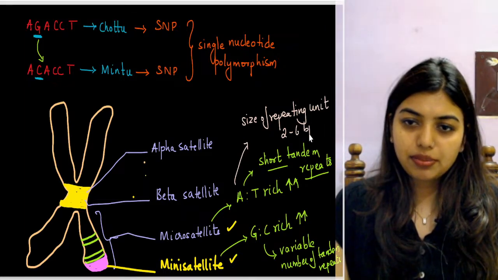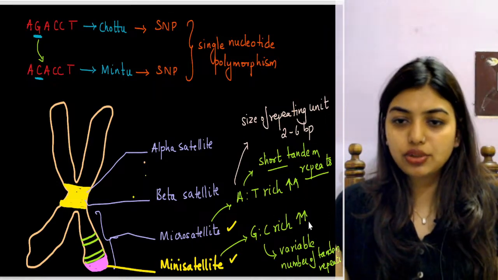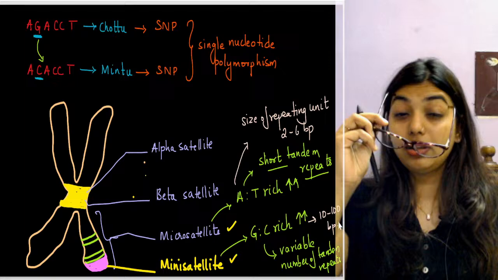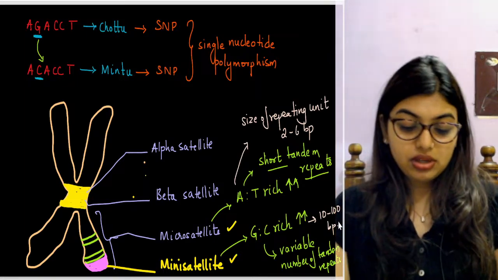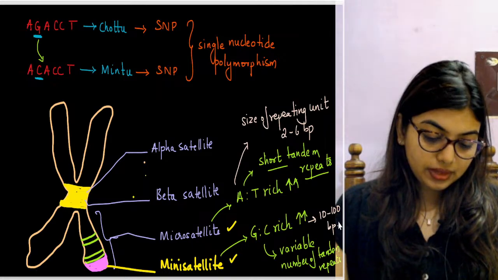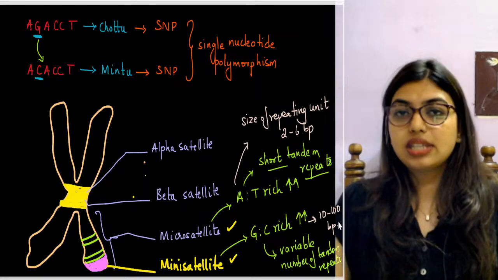But here it is different. How much is it going to be here, students? It's going to be 10 to 100 base pairs. Is that clear to all of you? Let me see the chats. Understanding, ma'am. No doubts. Perfect. So these are the different regions.